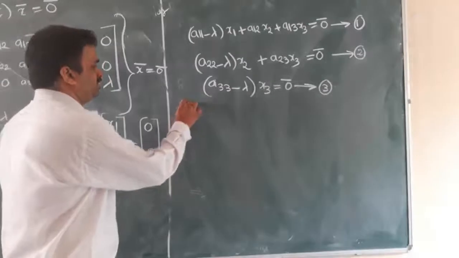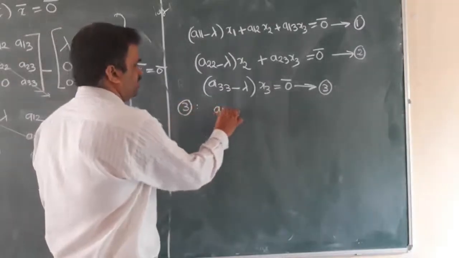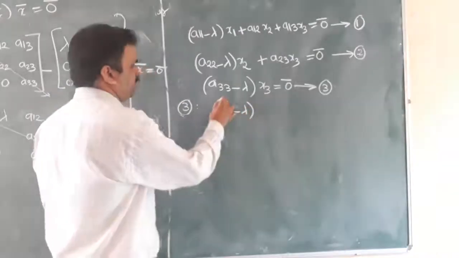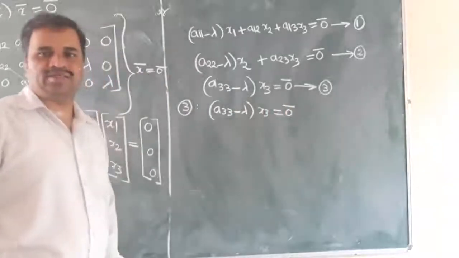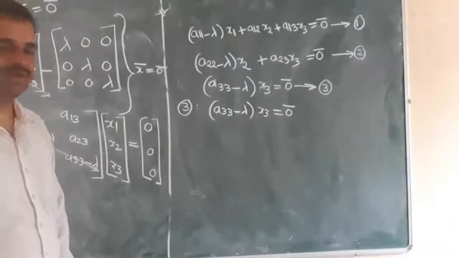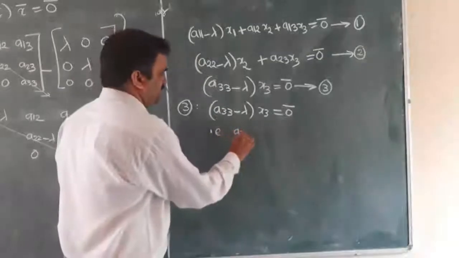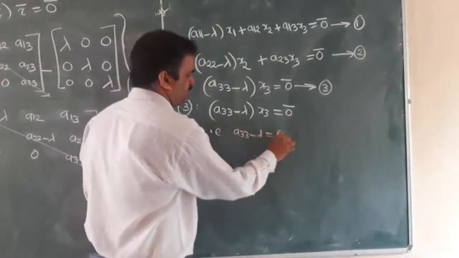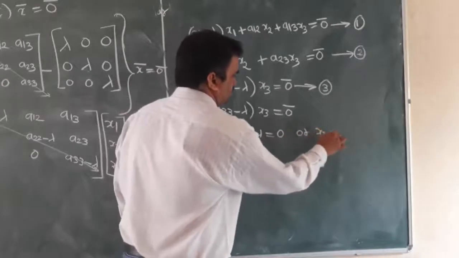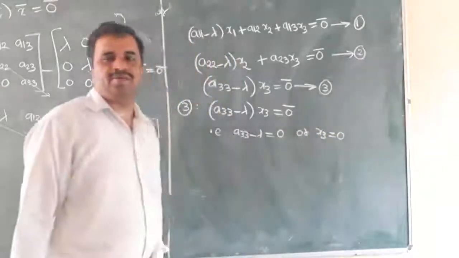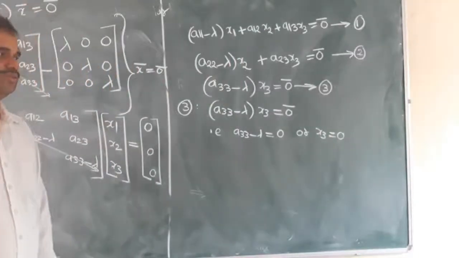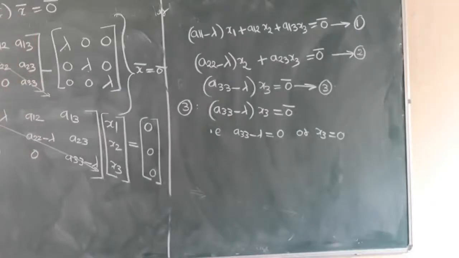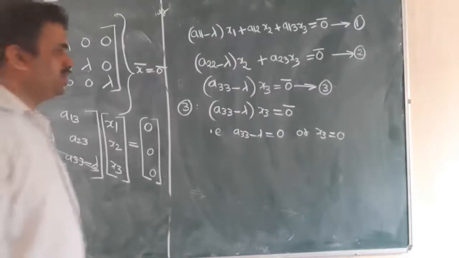First, equation number 3: (a33 minus lambda) x3 is equal to 0 bar. That is, a33 minus lambda is equal to 0 or x3 is equal to 0. x3 cannot become 0 because we are considering a non-zero vector, otherwise it is the trivial solution.